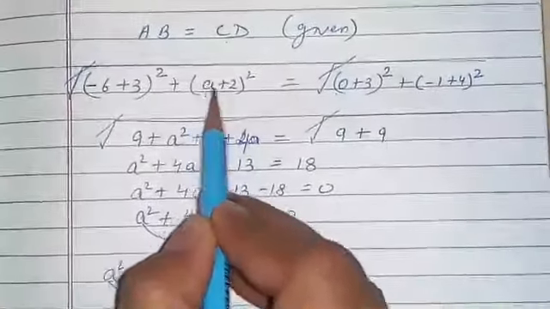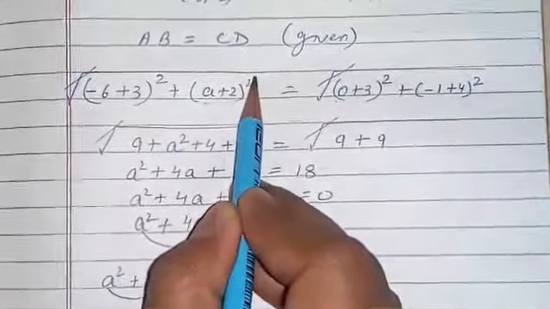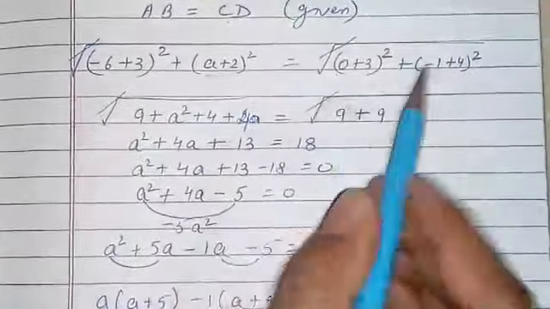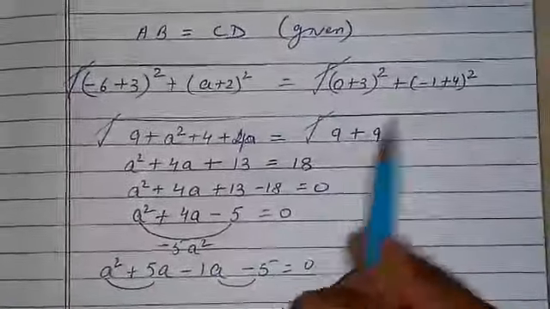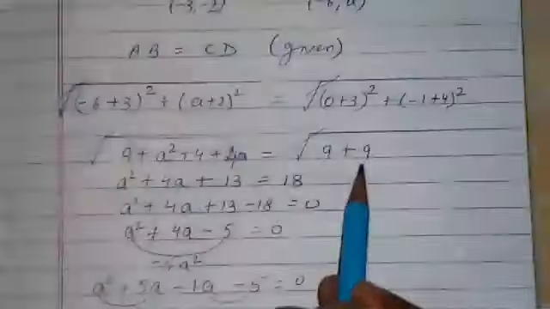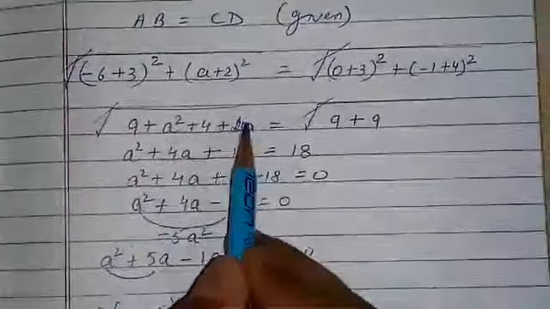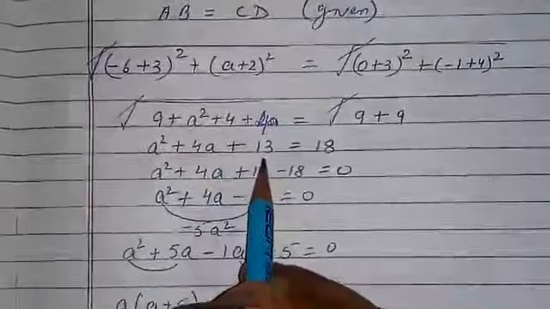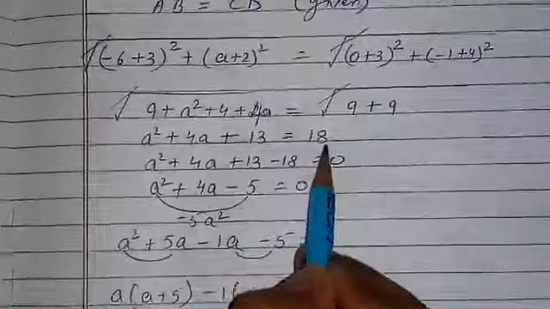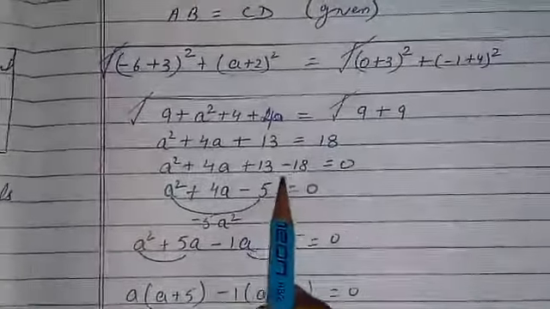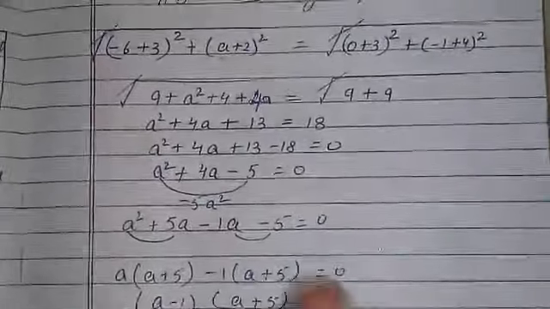Using the identity a plus b whole square. What is the identity for a plus b whole square? A square plus b square plus 2ab, that means 2 twos are 4a, equals 3 square is 9 plus 4 minus 1 whole square... Arranging it properly, a square plus 4a plus 13 is equal to 9 plus 9, 18. Now transpose 18 to this side: a square plus 4a plus 13 minus 18. That is 13 minus 18, which is minus 5, equal to 0.